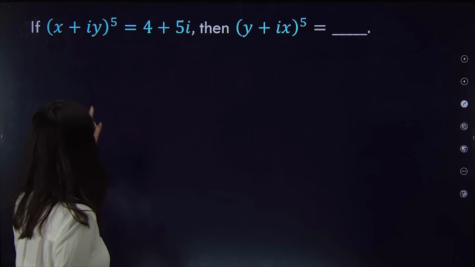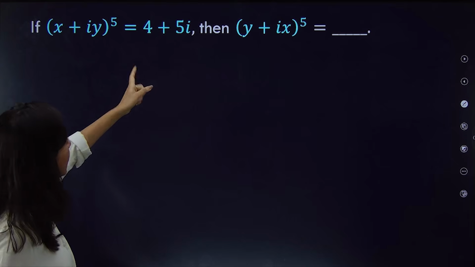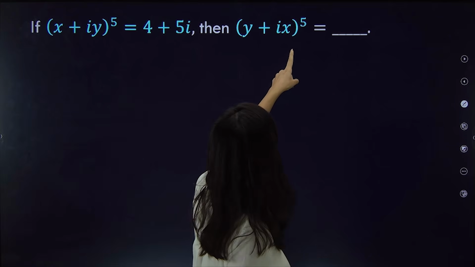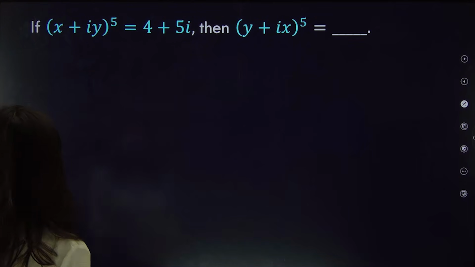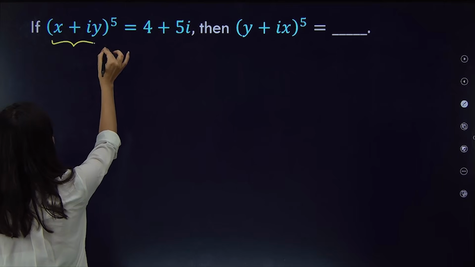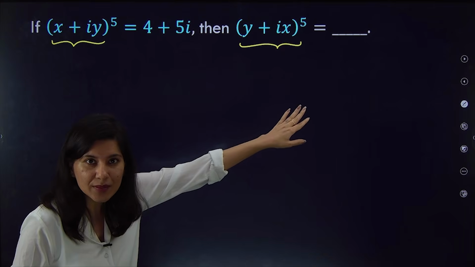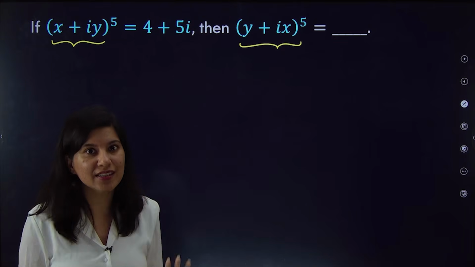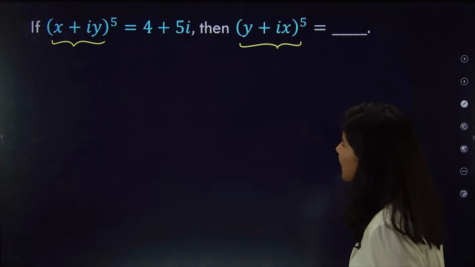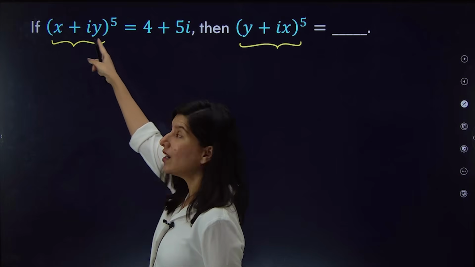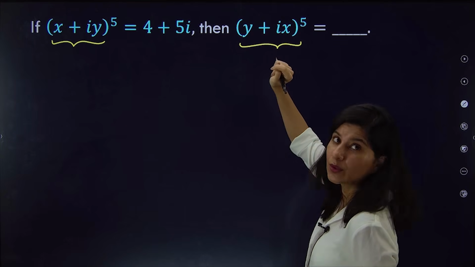(x + iy)^5 is given as 4 + 5i. Correct? And you are looking for (y + ix)^5. All right. First thing, if I look at these two expressions, there is some similarity. There are obviously some differences too. Power 5 is the same, but here y is having iota, and here y is not having iota, x is having iota.